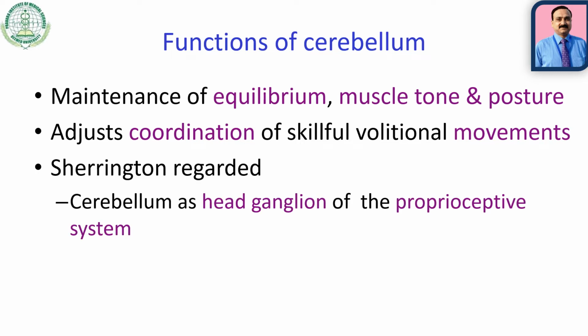And Sherrington regarded cerebellum as head ganglion of the proprioceptive system. So these are the important functions of cerebellum: equilibrium, muscle tone, posture, coordination of skillful voluntary movements and head ganglion of the proprioceptive system.